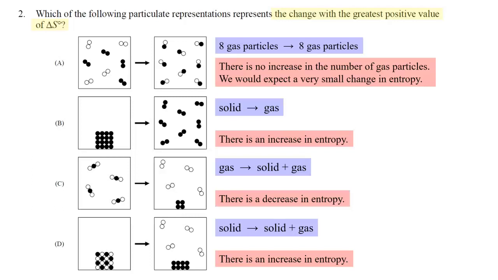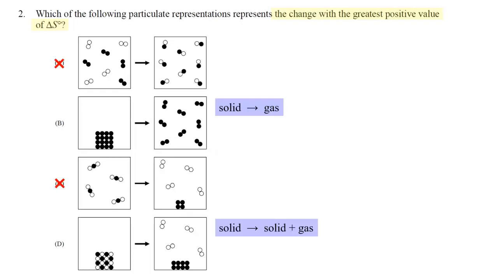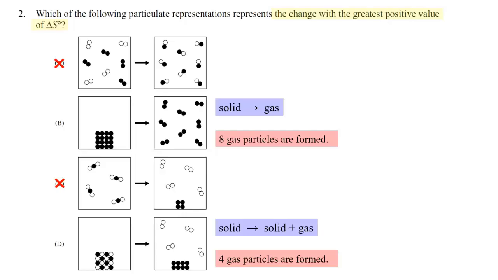But I can go ahead and eliminate choice A because we would expect a very small change in entropy. And I can eliminate choice C because the actual change in entropy would be negative. There's a decrease in entropy. So now I've narrowed down my choices to either choice B or choice D. And if I count the gas particles on the right side of the arrow, I see 8 gas particles that are formed from a solid in choice B. And then because in choice D I have a mixture of a solid and a gas, I actually see a smaller number of gas particles that are formed in choice D.